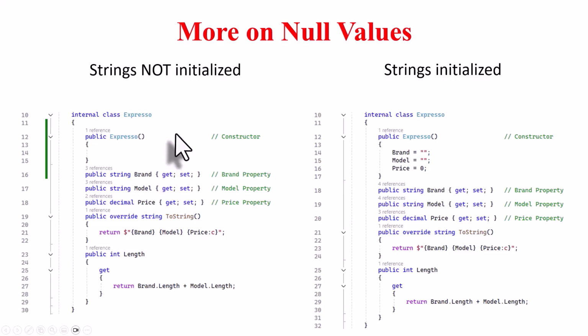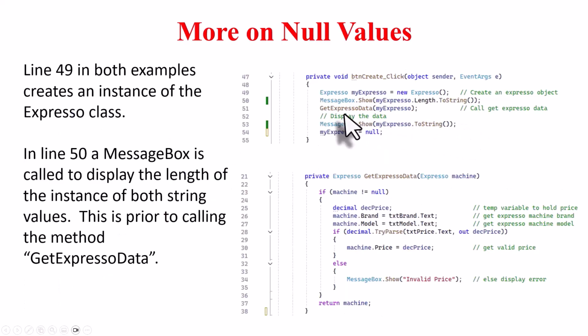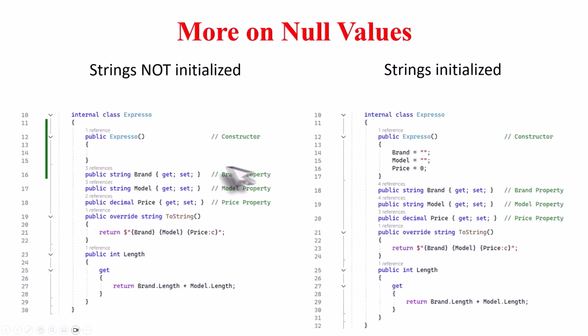We're going to look at what happens when we do it not initialized and when we do it initialized, following the same example. In line 49 of this button create, we are creating myExpresso, an instance of the Expresso class. In line 50, following it, we're going to have a message box which is going to show the myExpresso Length ToString. So it's going to call that Length we just saw a few minutes ago. These two classes are identical except for the fact that nothing's been initialized. So that Length is going to get called here so we can return that number.